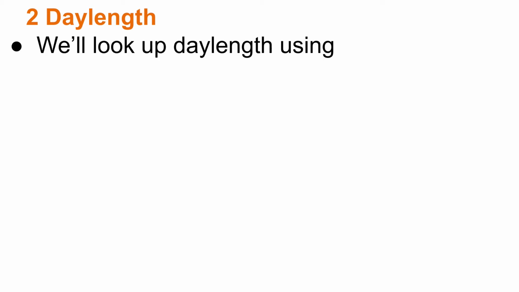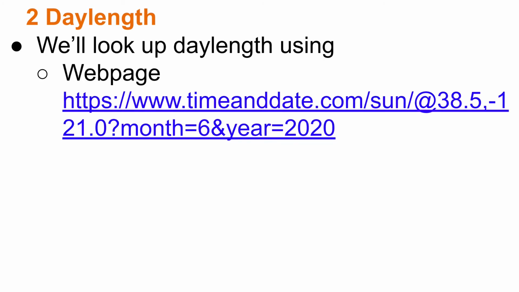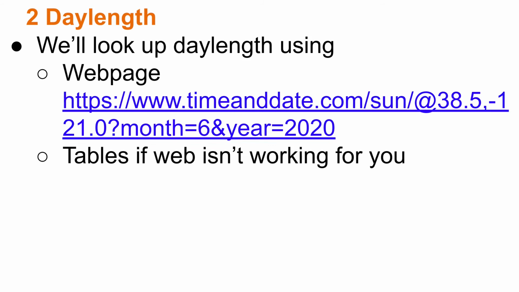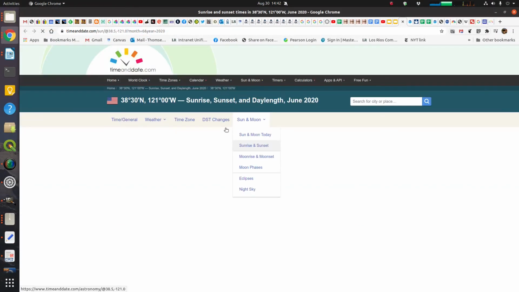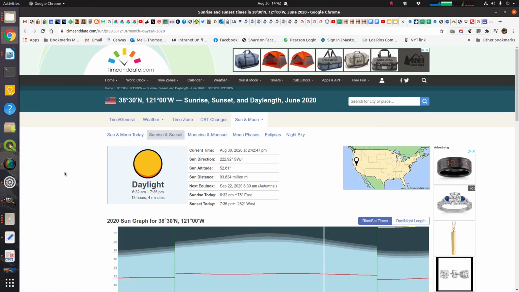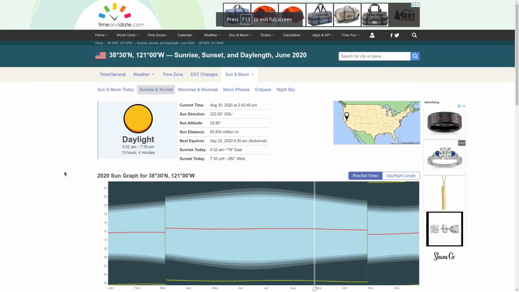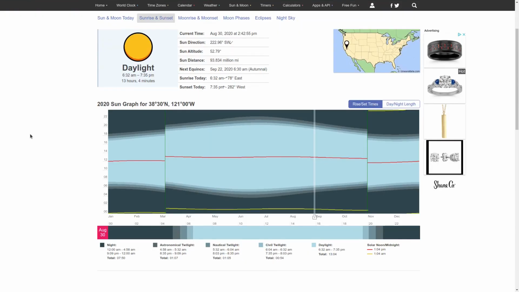For your lab, we're going to look up day length using this web page. That's going to be the easiest way to do it, but in case you're having issues with the web page, I will print out that web page and supply you with PDF versions of the tables from this so that you can look up the data yourself. So if we go to Time and Date, I love this website. Many of you are going to have to start tracking changes in day length. So there's this graph over the course of a year.